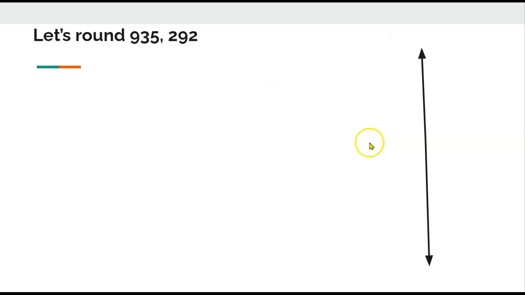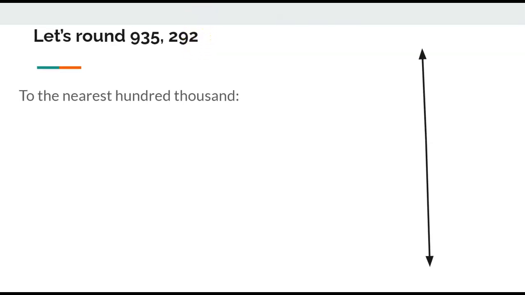Let's go ahead and round 935,292 to the nearest 100,000. So when we're looking at this number, we have to round it to the nearest 100,000. So we look at our 100,000s. I see that I have 900,000. So that's going to be where my lowest 100,000 could be.